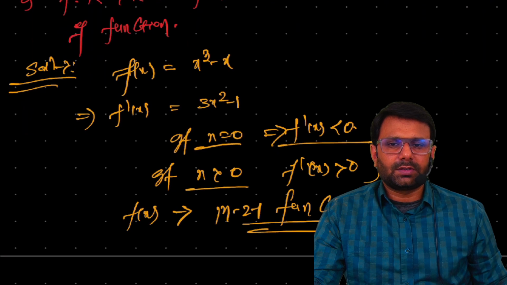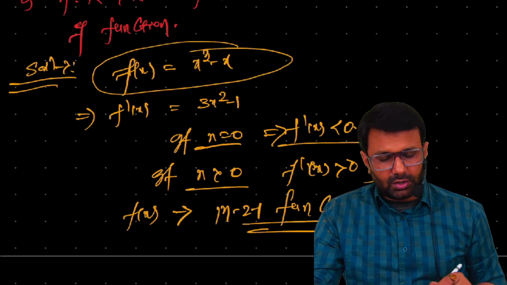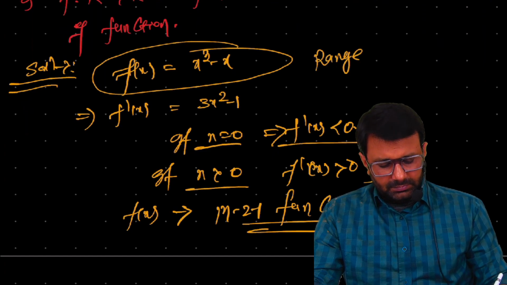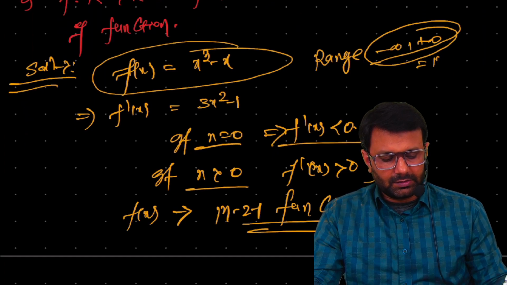Now tell me, everyone: onto or into function? So see here again. This is an odd degree polynomial, so the range here is equal to minus infinity to plus infinity. So this is equal to R. So this is again an onto function.